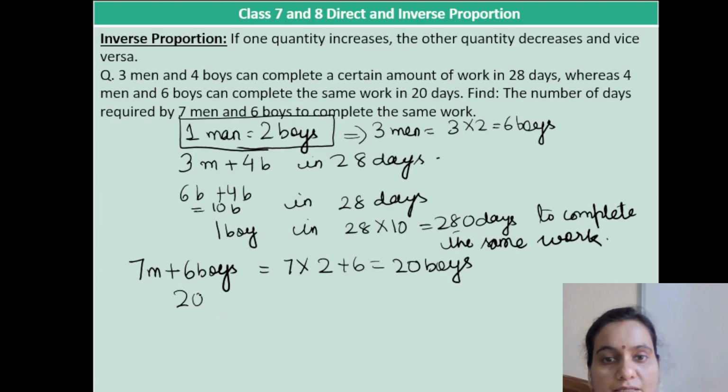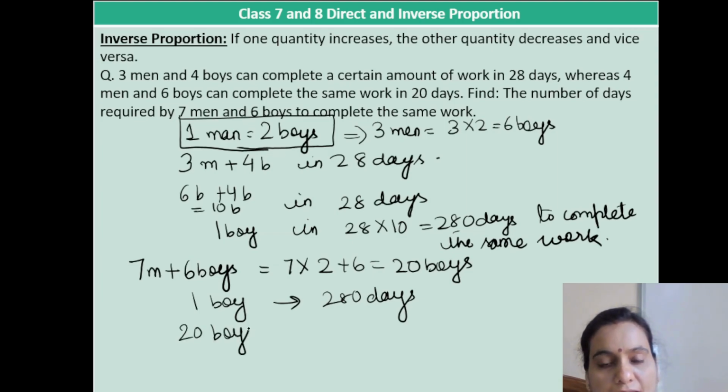So 20 boys can do the same work in how many number of days we have to find. Okay, so let me write it again. One boy can complete the work in 280 days. Now, what about 20 boys? 20 boys will definitely require less number of days because the number of boys increased. We have an inverse proportion here. When the number of boys increases, the number of days definitely will decrease.